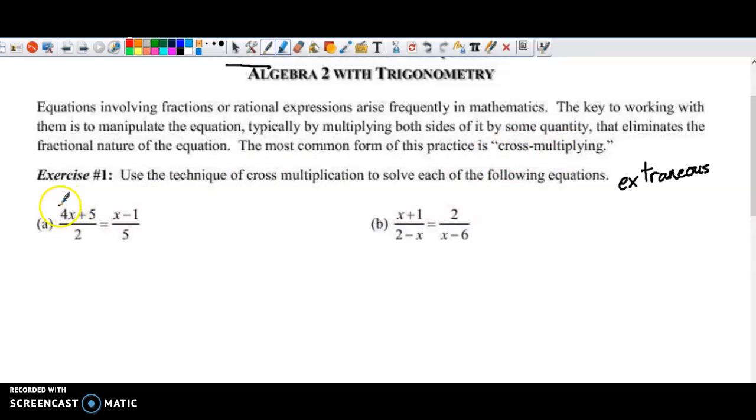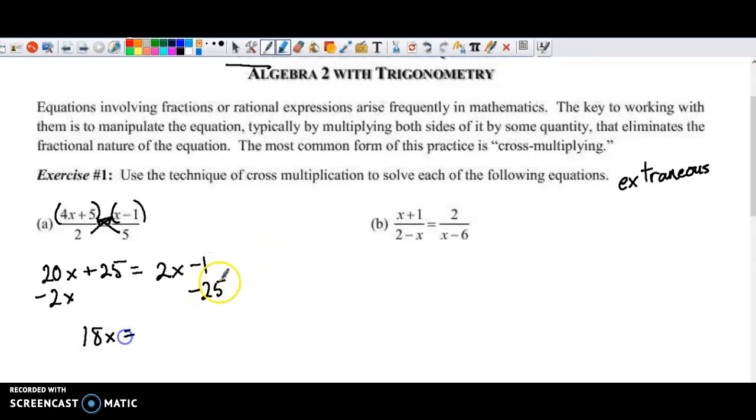So if you do 5, just make sure that when you cross multiply, that you multiply by the quantity, so it's 20x plus 25. And same thing as I cross multiply the 2 over here, that we get 2x minus 1. So I'm going to subtract 2x to the left side, and while I'm at it, subtract 25 to the right side. So I'm looking at 18x is equal to negative 26.